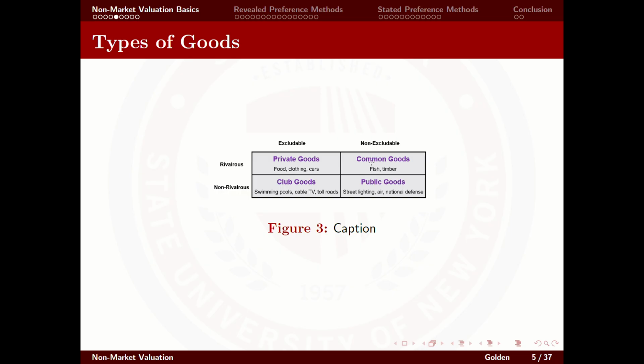And then we have rivalrous and non-excludable, which are common goods like fish and timber, where you have to come up with a way to stop people from overfishing and overforesting. Then you have excludable non-rivalrous. So these are goods that you can stop someone from taking part in, but don't diminish the value if someone else takes part of it. This is stuff like swimming pools, cable TV, toll roads. You could argue that swimming pools are a little bit rivalrous because having more people in a swimming pool diminishes your fun, but at a certain level, that's pretty true.